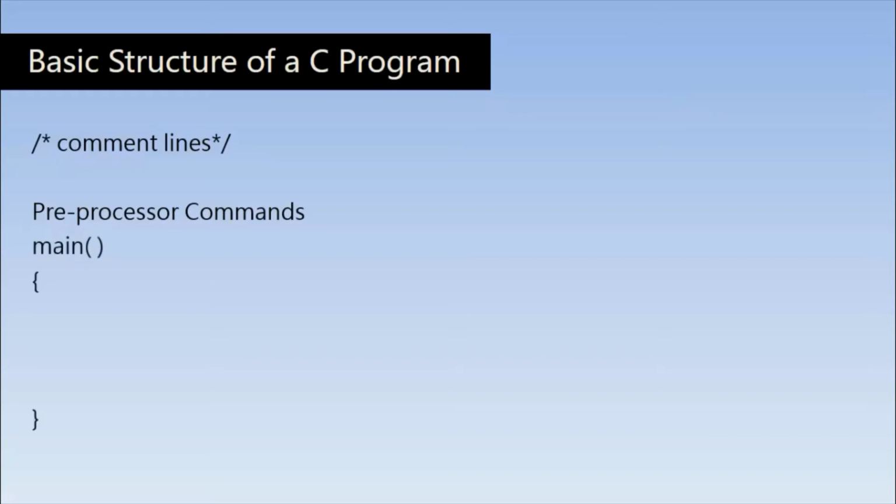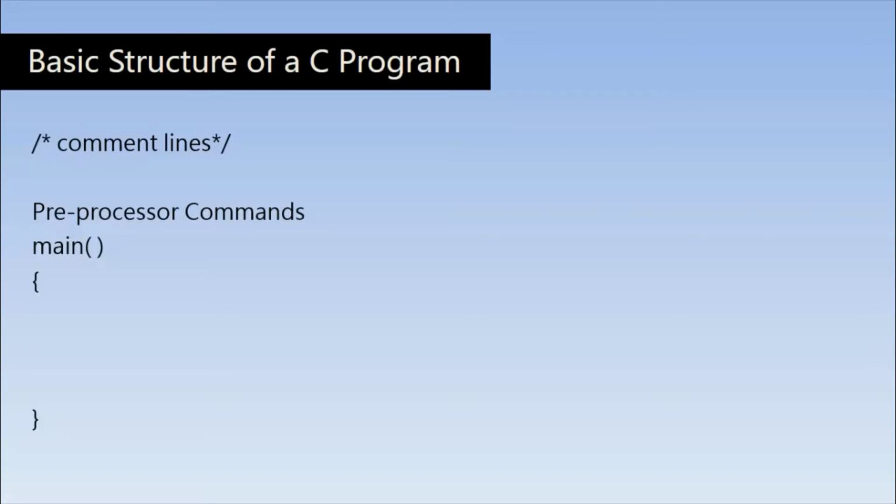And the next statement is main with a pair of empty parentheses. This is the start of the main function. That is a function having some code, which is called the main function. The main function is very important in a C program. It is the core of a program. The main function is the entry point of all C programs. This is the only function that all C programs must have.